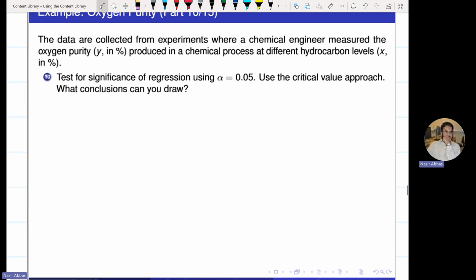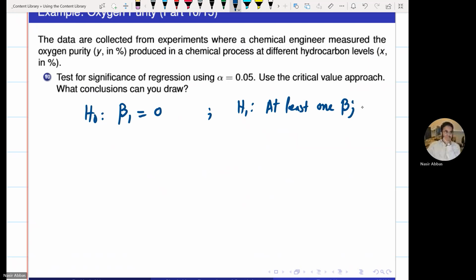and see what is required here. Again, test the significance of regression. For the significance of regression, your hypothesis is that all the slopes are 0, against H1, that at least one slope is not 0. How many slopes do you have in the regression? There is just one for now.